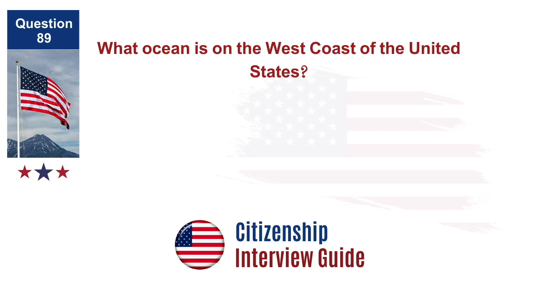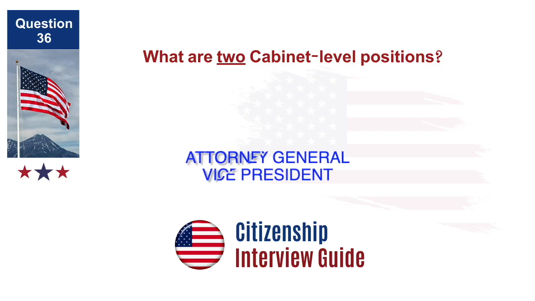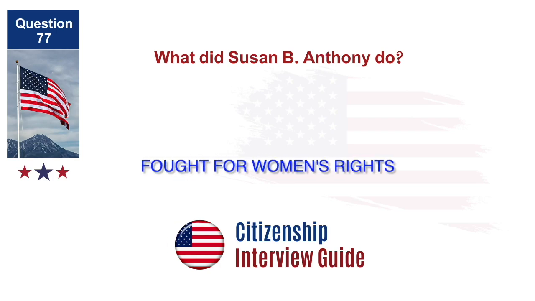What ocean is on the west coast of the United States? Pacific Ocean. What are two cabinet-level positions? Attorney General. Vice President. What did Susan B. Anthony do? Fought for women's rights.